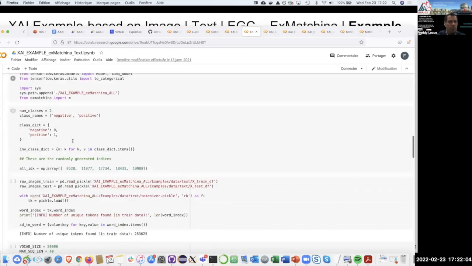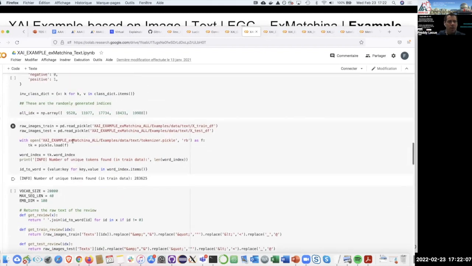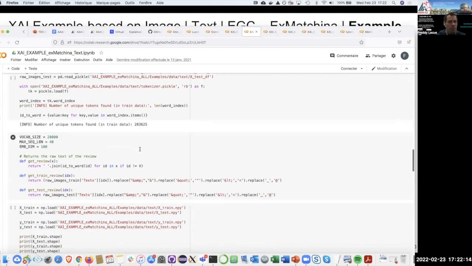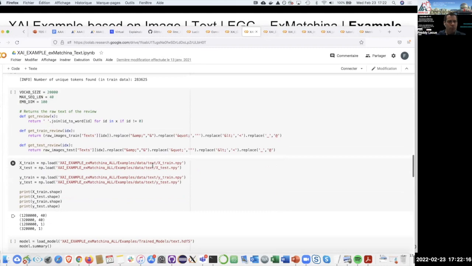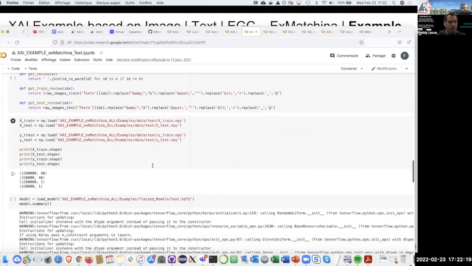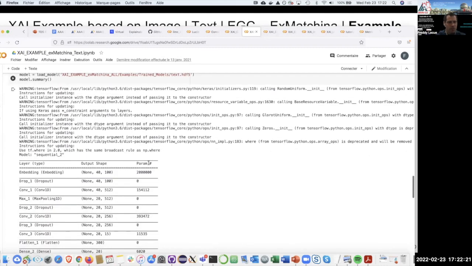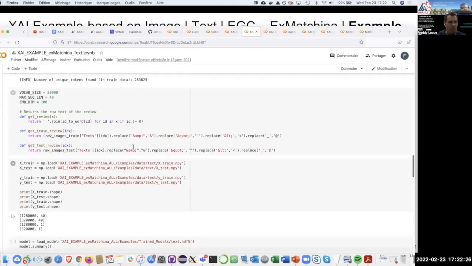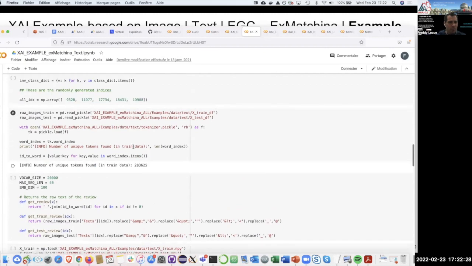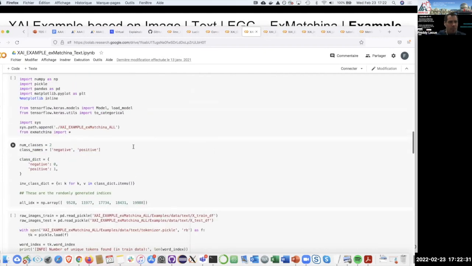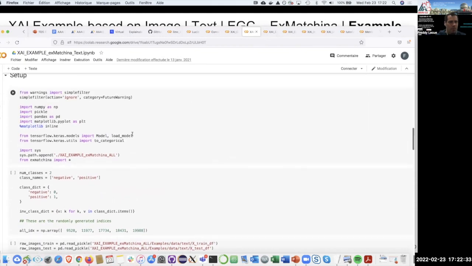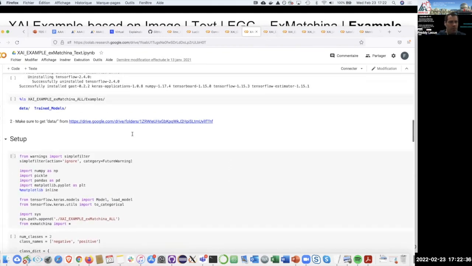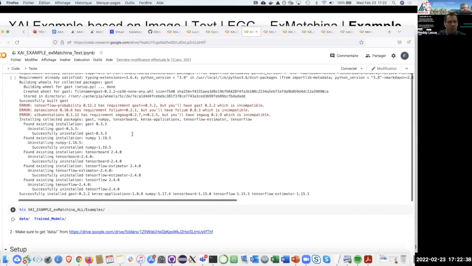So here it's example based. We already have the train and the testing data sets. So you load the model. Okay, so this is where the model is loaded. So which architecture is used? It's not mentioned.